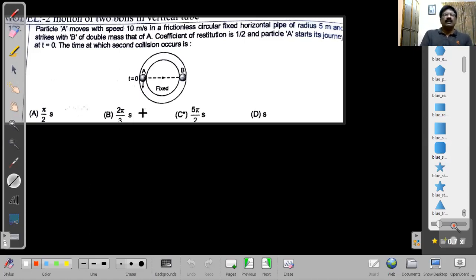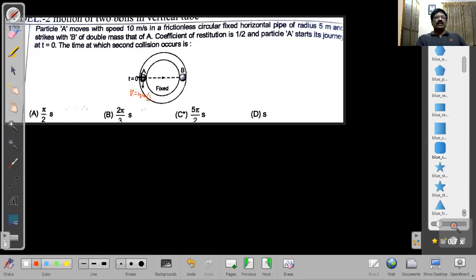Okay, here you see, initially the first sphere, here it is the horizontal circular tube. That means it is kept on the horizontal plane surface, and the inner walls of the tube are frictionless, in which two spheres are kept exactly opposite to each other on a diametrical line. One sphere A is pushed with a velocity 10 meter per second. So here the initial velocity V is equal to 10 meter per second.